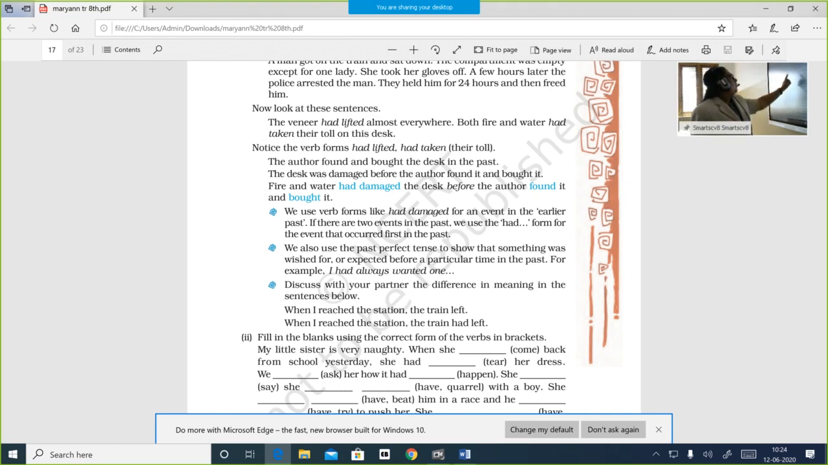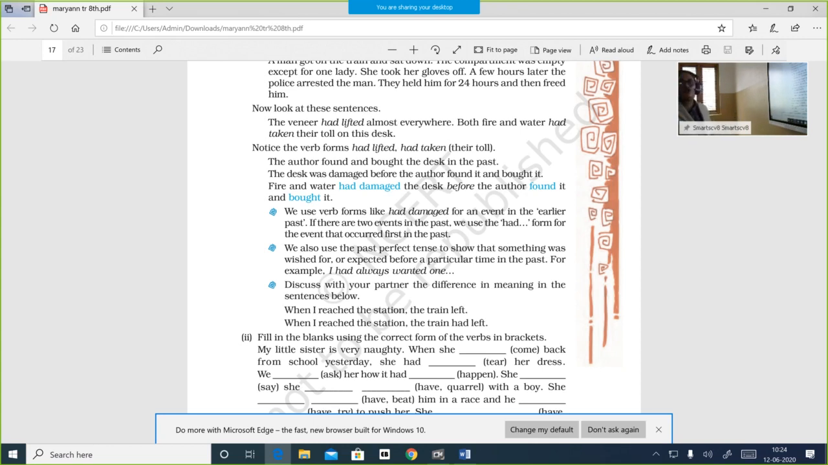Earlier, what happened? The fire and water had damaged the desk before the author found it and bought it. Okay, what is happening when the writer is speaking? He is finding it and bringing it. So, found it, bought it. But had damage. Who damaged? Earlier something happened, and so had damage. Damaged gets past perfect. So, had damaged. Fire and water had damaged the desk before the author found it and bought it.